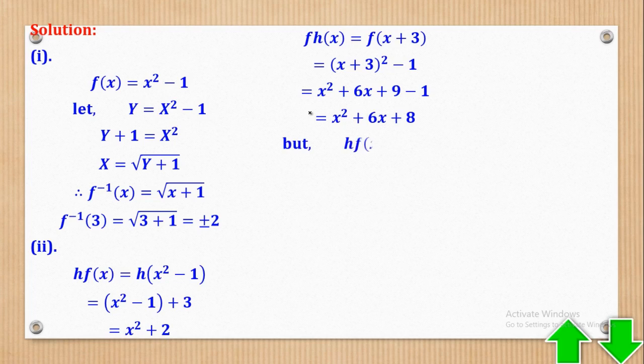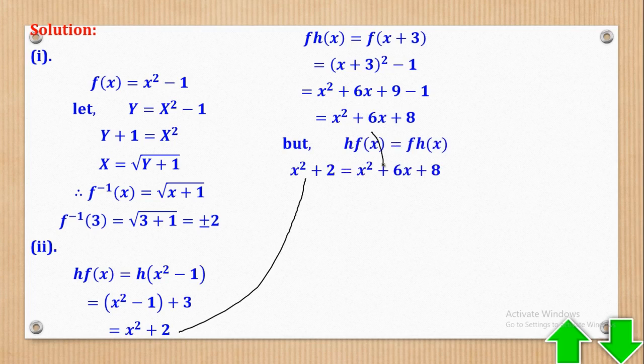But remember, they told us that these two are equal, so we are going to equate the two, bring this one here and also bring this one here and equate the two. Next is to simplify. So if you look at this x squared and this x squared are the same, so they cancel to remain with 2 equal to 6x plus 8.